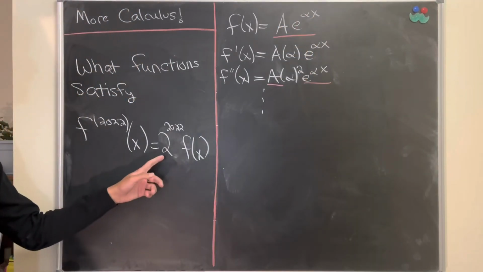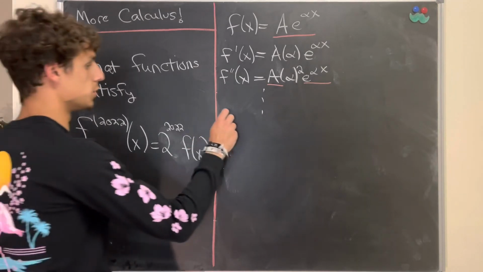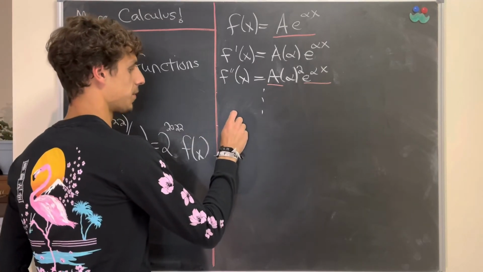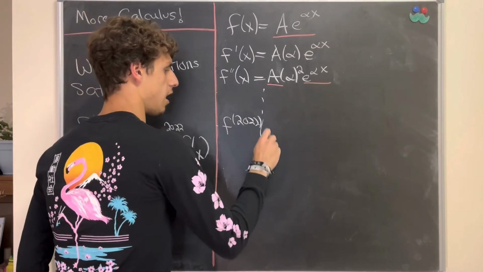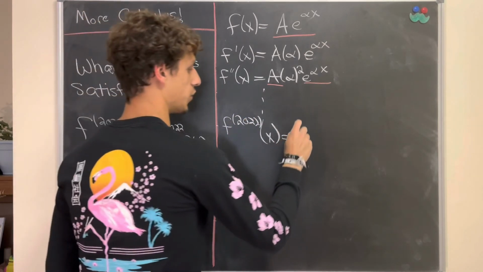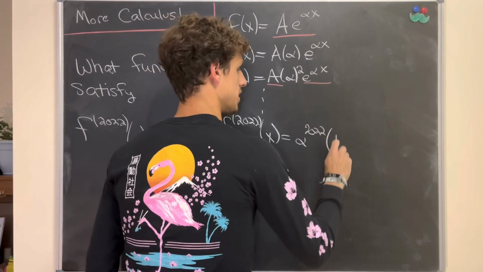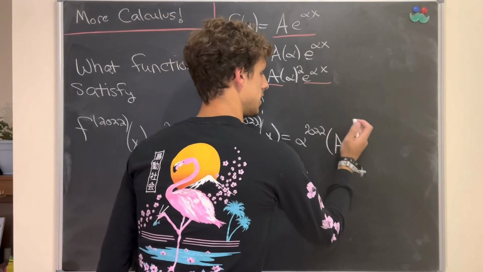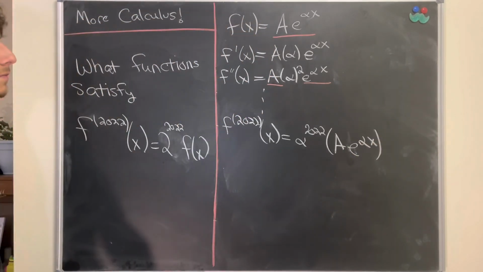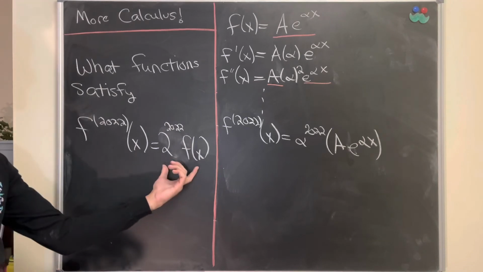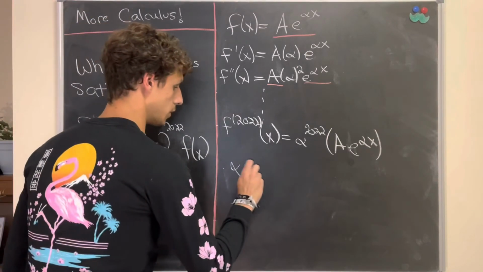But that means our alpha is going to be 2, because we're going to end up with a 2 to the 2022 power out here. So f 2022 prime of x is equal to alpha to the 2022 times a e to the alpha x. But now this satisfies exactly what we're looking for here, where alpha is equal to 2.